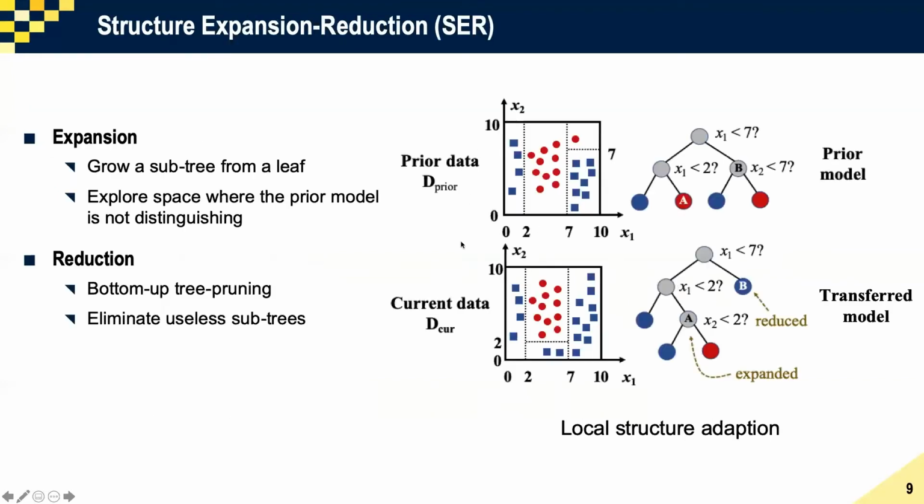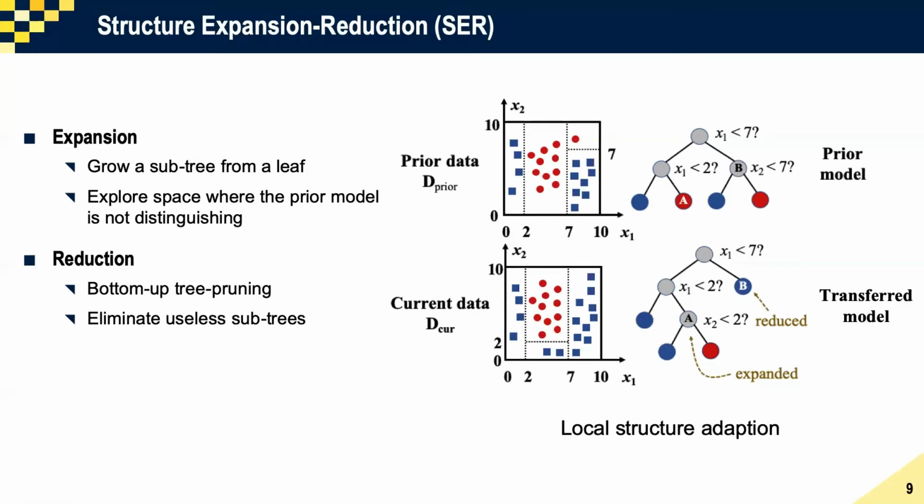The STER algorithm performs 2 types of changes to each tree, expansion and reduction. Expansion begins with a prior DT model. For each leaf node of the prior model, if all the training samples in the node do not have consistent labels, then a new subtree is grown from the leaf node. For example, here's a prior tree model trained from the prior data. For the current training data, the samples that reach node A contain both red and blue labels, so a subtree is grown from A to further divide the data.